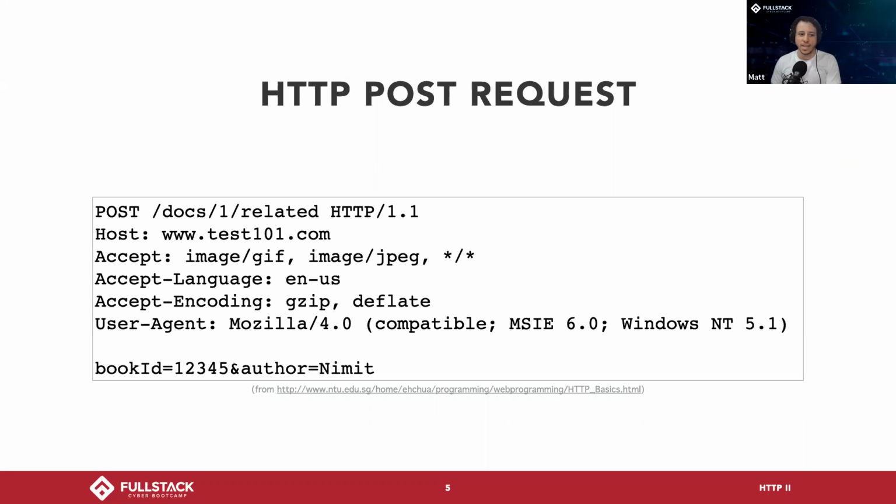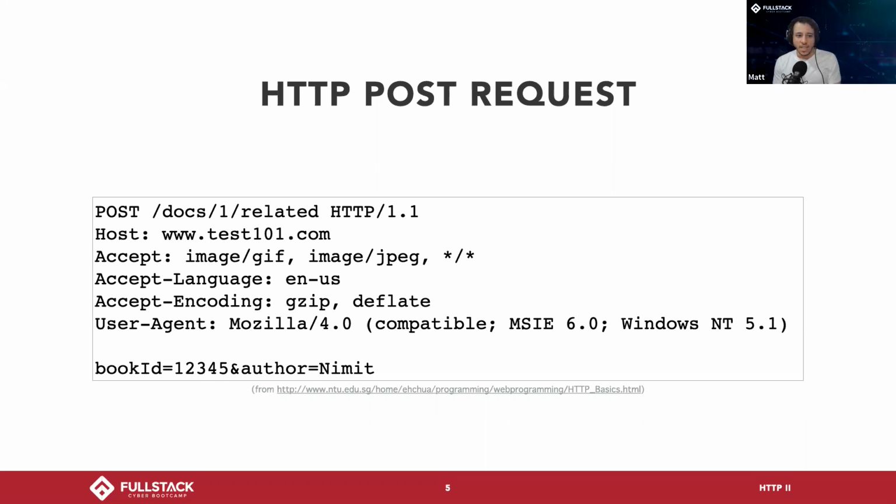We're saying, okay, we accept this type of data back. The language that this user speaks is English, United States. The different encoding schemas that we will accept data in is gzip. You have that user agent string that says what browser is actually visiting this website so that the server knows how to send stuff back. And then finally, the bottom line where you have that book ID equals and that author equals, that's the body of the request, the actual data we want to send.